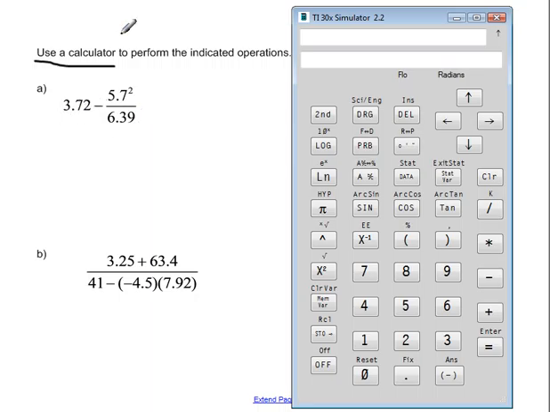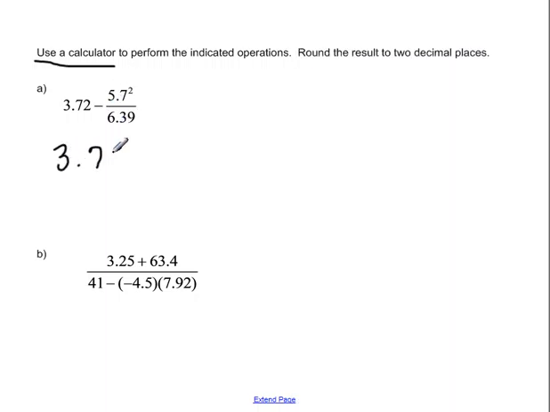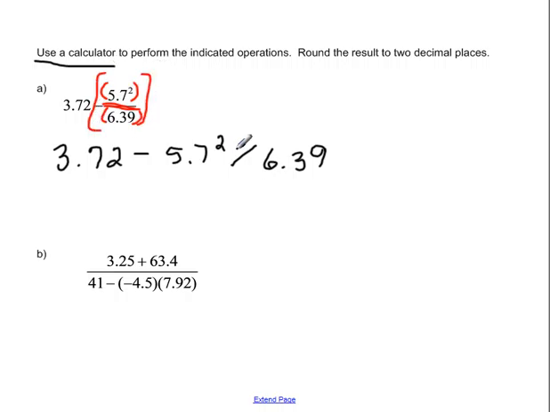And so in a problem like this, remember when we put it into our calculator, we don't get to use the stacked fractions like this. We would need to enter in something like 3.72 minus 5.7 squared divided by 6.39. And we want to make sure that order of operations doesn't get lost when we enter something into our calculator. Remember that this division bar also works as a grouping mechanism. It groups everything in the numerator together, it groups everything in the denominator together, and it groups, in fact, the whole fraction together. So we can see that none of that gets lost in this particular problem.